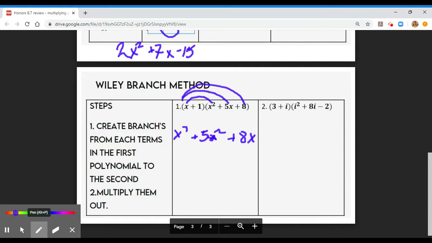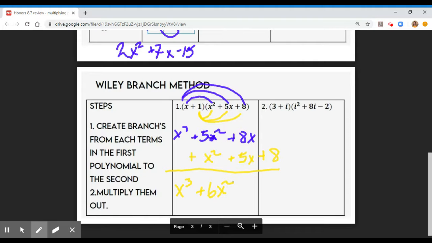I'm going to change colors for the other branch. If I also need to distribute 1 here, here, and here, 1 times x squared, I'd be adding in x squared. 1 times 5x, I'd also add 5x. 1 times 8, I'd also add 8. So one thing you might notice, this time I tried setting it up more like columns, so that when I go to combine like terms, there's nothing to combine with x cubed, but it's really clear that 5x squared and x squared is going to add up to 6x squared. 8x and 5x is going to add up to 13x, and I'll have a plus 8 at the end.